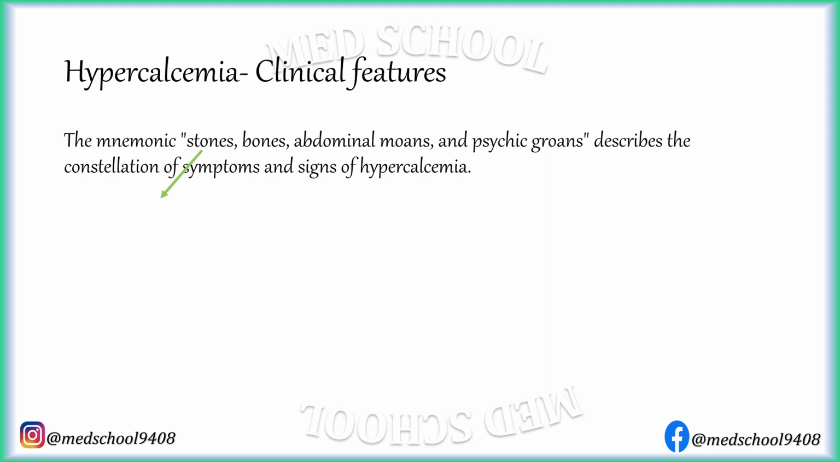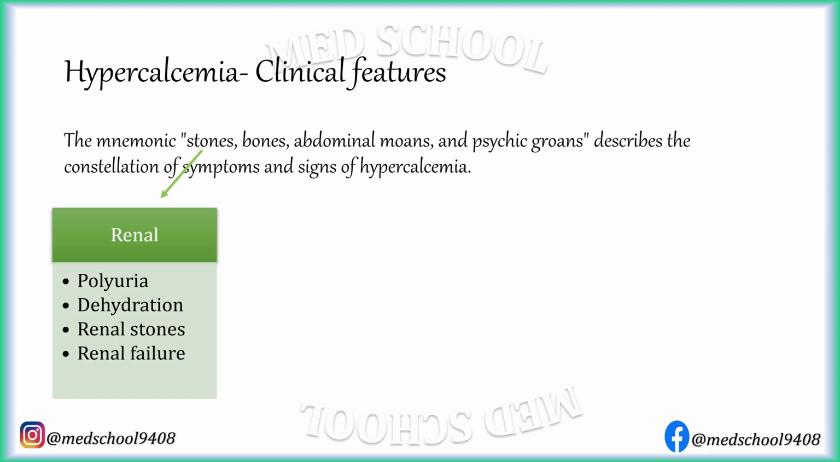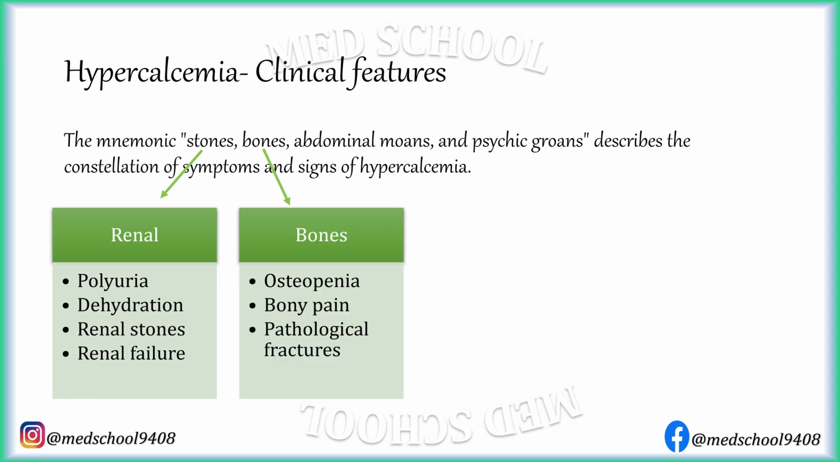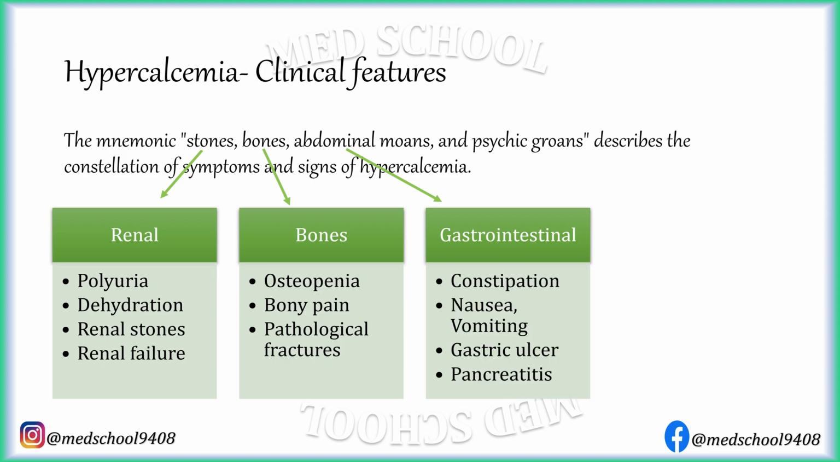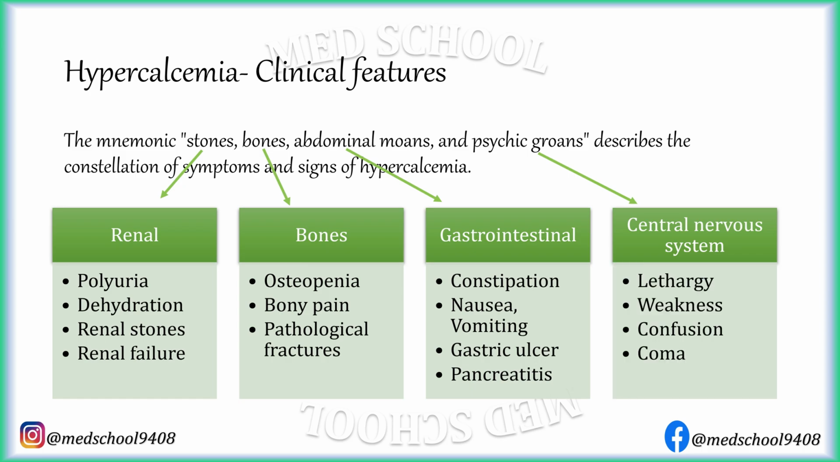Features related to renal system include polyuria, dehydration, renal stones, and renal failure. Clinical features related to bones include osteopenia, bony pain, pathological fractures, etc. Clinical features related to gastrointestinal system include constipation, nausea, vomiting, gastric ulcer, pancreatitis, etc. Clinical features related to central nervous system include lethargy, weakness, confusion, and even coma. Hypercalcemia can also cause arrhythmia and heart failure.